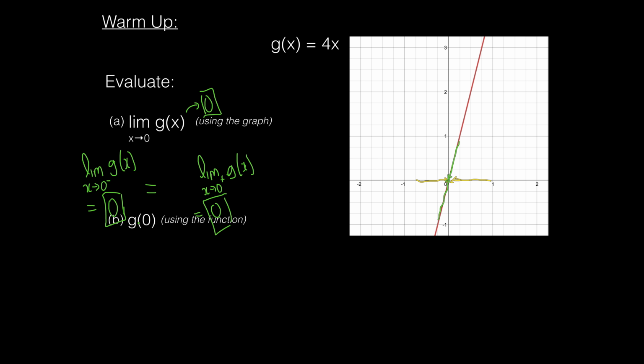Now let's look at part 2. You're being asked to evaluate g of 0 using the function. g of 0 is when you plug in 0 in place of x, so that would be 4 times 0, which is essentially 0. Now I want you to make one observation. Notice that the limit as x approaches 0 of g of x is the same thing as g of 0.